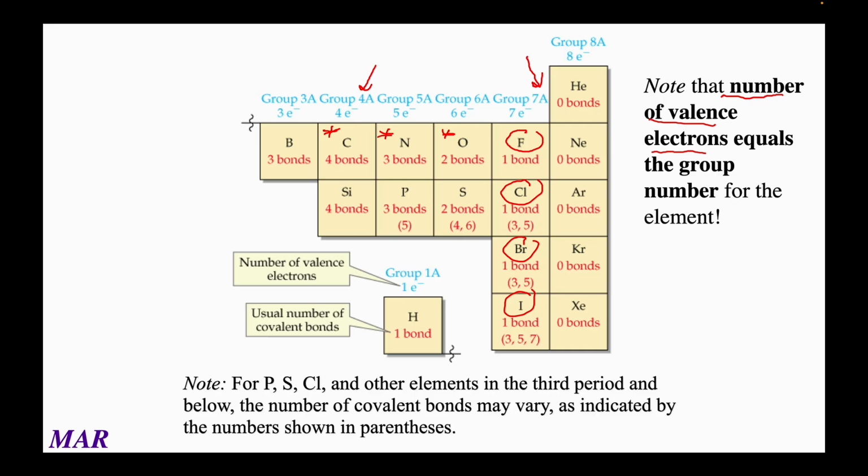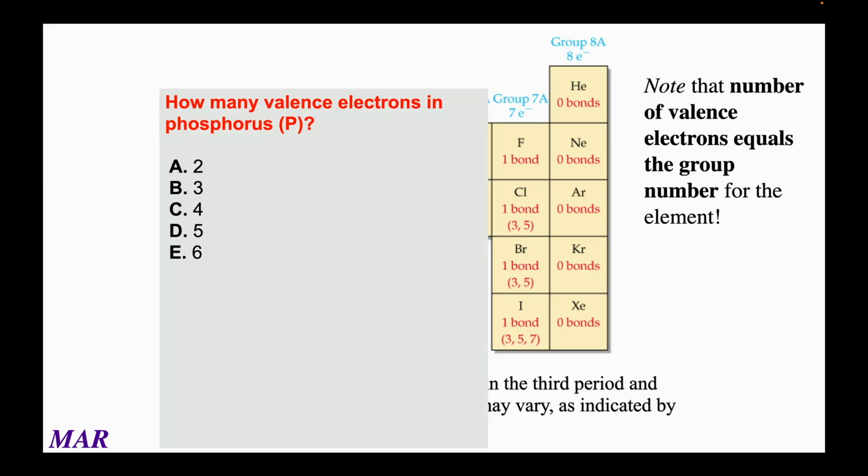Now, group 8A doesn't usually react at all, so that's why they're saying 0 bonds. The noble gases are very, very stable. In other classes, we'll look at some expanded valence kind of things where they can, like krypton and xenon can, but it's rare, and they're more interesting intellectually than as a useful process. So to summarize this slide, the number of valence electrons equals the group number, and that's going to be important for us coming up. So here's a question you might experience.